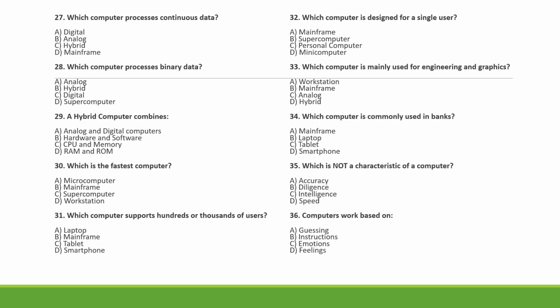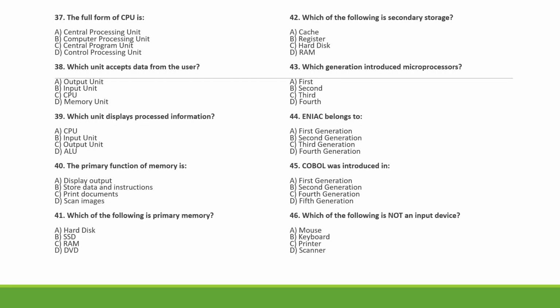Computers work based on guessing, instructions, emotions, and feelings. Here, correct answer is B. Based on the instructions, our computer will work. And next one is the full form of a CPU. That is Central Processing Unit. Option A is the correct answer. Central Processing Unit.